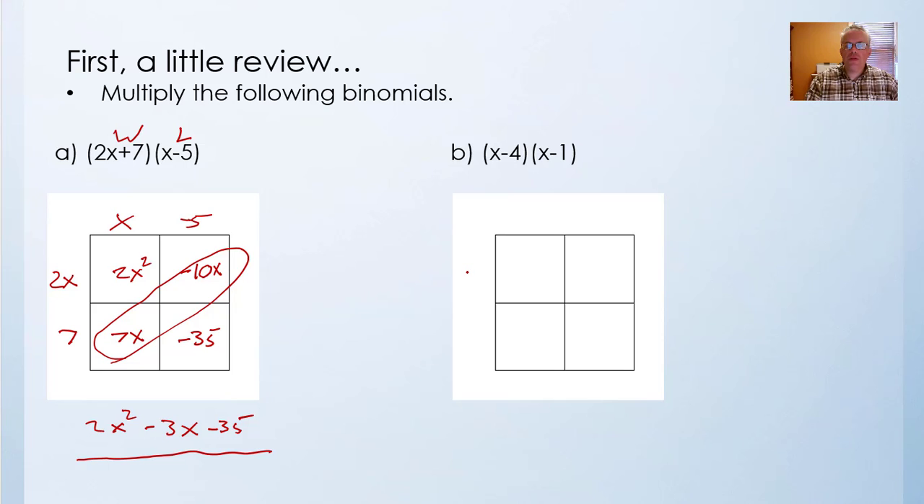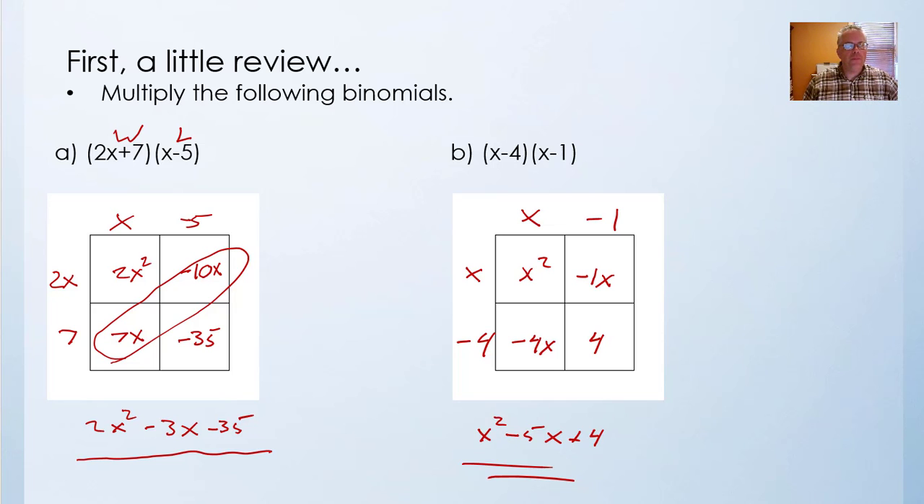We have x minus 4, so we're going to put an x here and a minus 4 here. And we're going to put an x here and a minus 1 here. First step, multiply. x times x is x squared. x times negative 1 is minus 1x. We get minus 4x here, and negative 4 times negative 1 is positive 4. So when we combine like terms, we get x squared minus 5x plus 4. I think you've done this a bunch of times, so hopefully this is coming back to you.